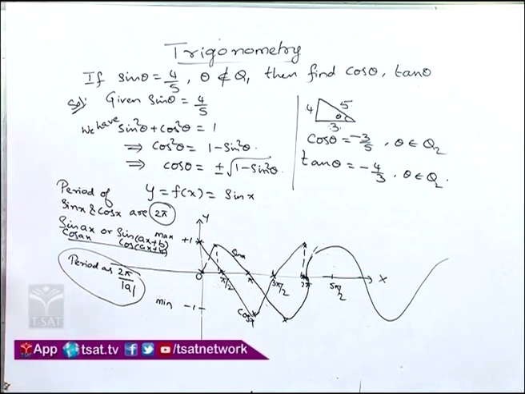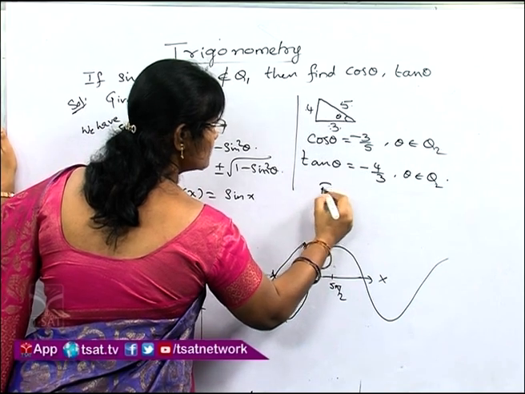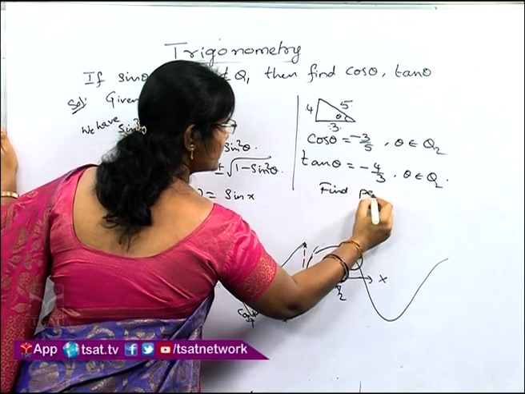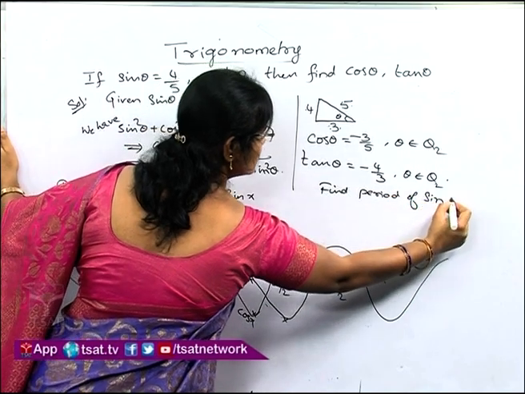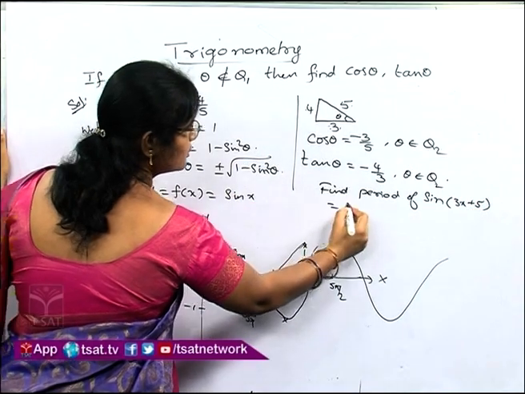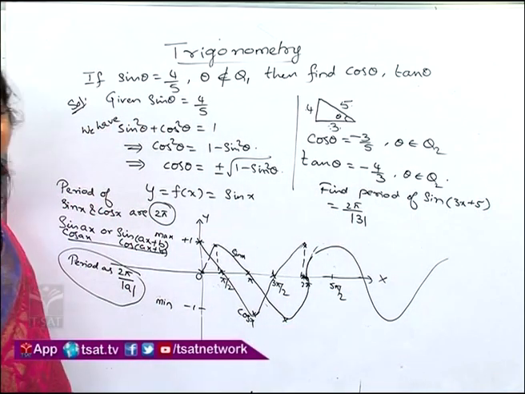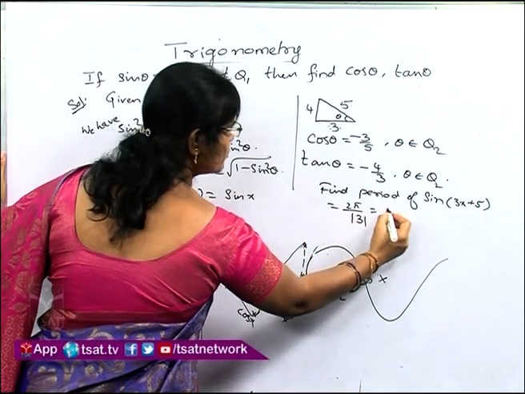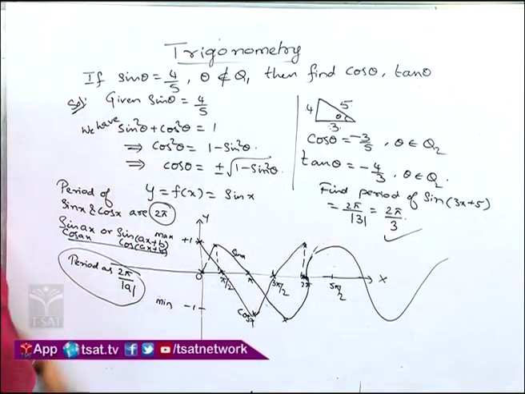So, if I give you one problem: find the period of sin 3x plus 5. So, what are you going to take? 2 pi by mod a. Mod a means here the a value is 3, children. So, 2 pi by mod 3, that is nothing but 2 pi by 3. This is the answer. For sin and cos, we can write in the same way, children.